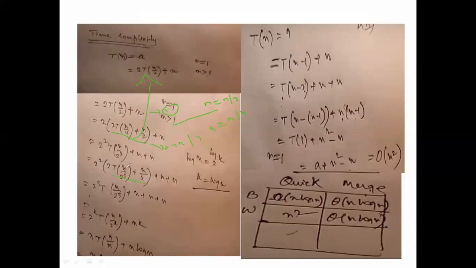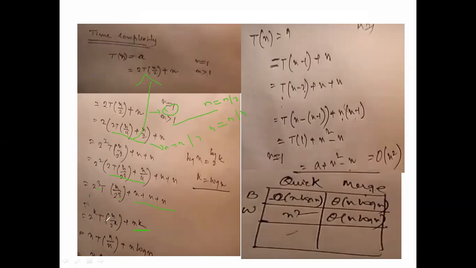So we write this as 2 cube, 2^3 T(n/2^3) plus n plus n plus n. Here n is constantly increasing; in total we have 3 n's. Taking one variable as k, the steps repeat as 2^k T(n/2^k) plus nk.